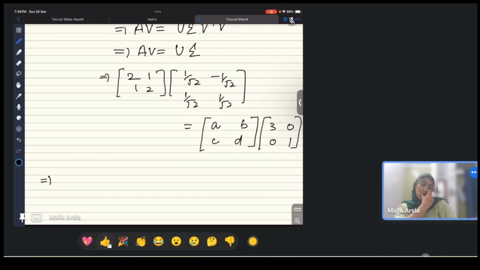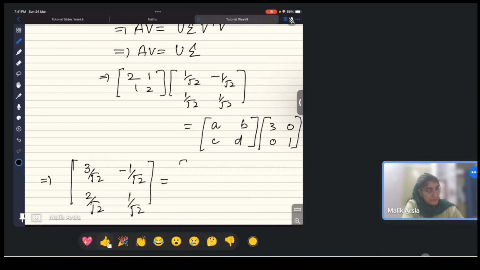Multiplying on the left hand side, what are we getting? It is 2 by root 2 plus 1 by root 2, it will be 3 by root 2. Minus 2 by root 2 and 1 by root 2, it will be minus 1 by root 2. Then 1 by root 2 plus 1 by root 2, it will be 2 by root 2. And the last one will be minus 1 by root 2 plus 2 by root 2, 1 by root 2. And 3 by root 2. Second row.